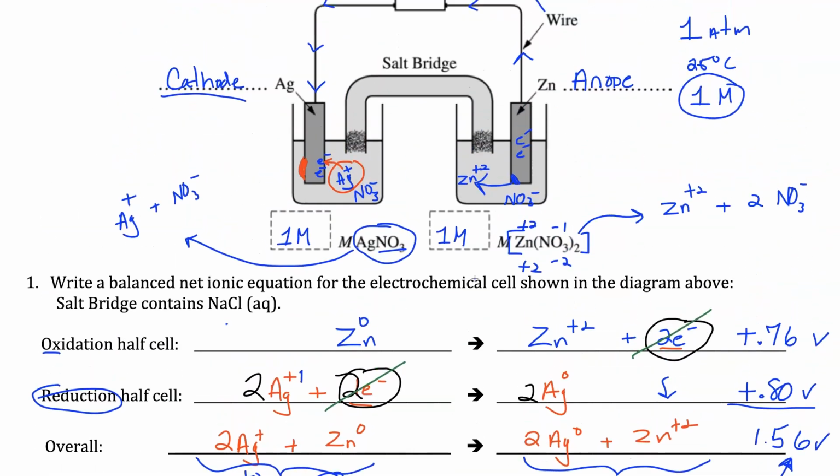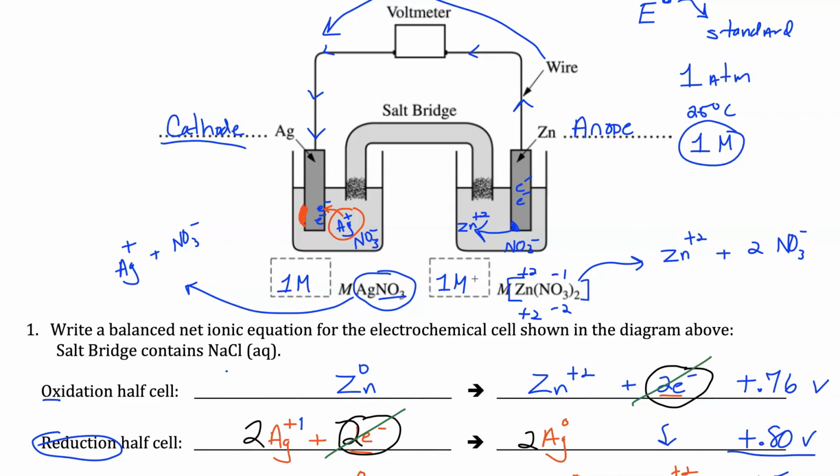So in the salt bridge, they said we had NaCl. I'll change color here. NaCl is very soluble and dissociates into sodium ions, the metal ion, and the chloride ion. So we have a chloride ion and we have sodium ions. The question is, where do they move?